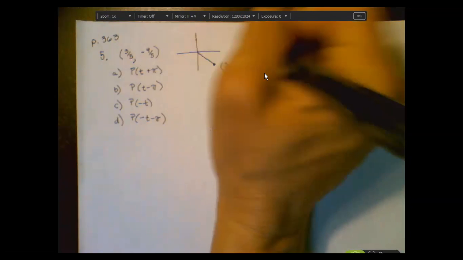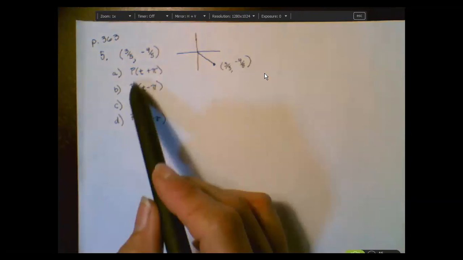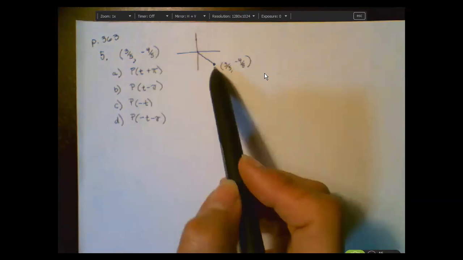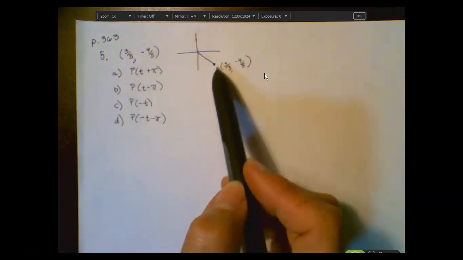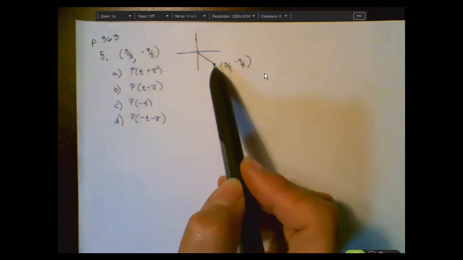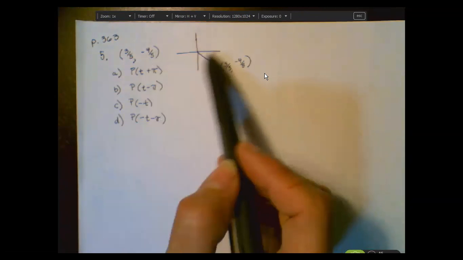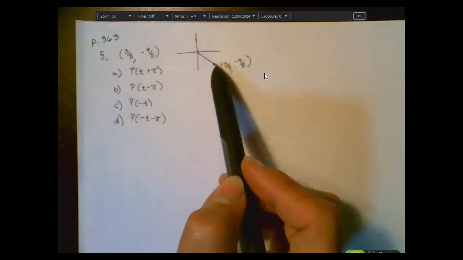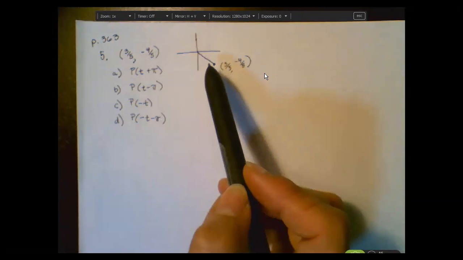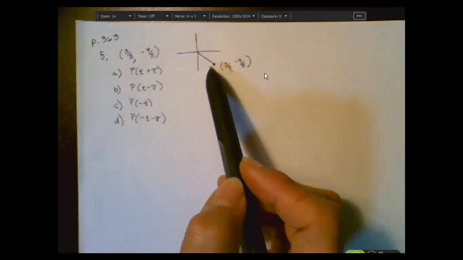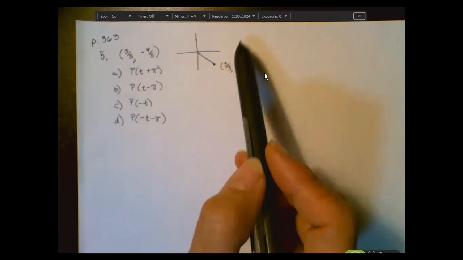All right, so what would the point be if you went to this angle? This is a point on the terminal side of an angle, and so we started in standard position, went around to right here on the unit circle. Yeah, it does say unit circle. Went to right here.